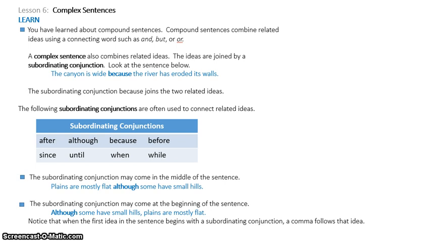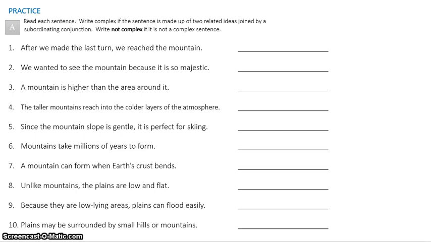So let's go ahead and take a look at practice set A. So practice set A, what you're going to do, it says read each sentence. Write complex if the sentence is made up of two related ideas joined by a subordinating conjunction. So you can always go back and look at that little chart, and that will give you an idea if it's a subordinating conjunction. Write non-complex if it is not a complex sentence.